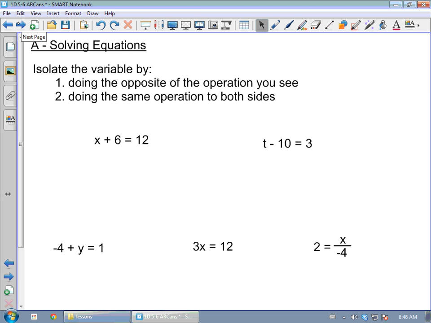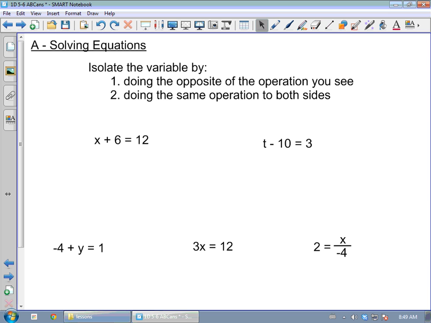So, solving equations. Okay, solving equations can be a little bit tricky, but what you want to keep in mind is that what you're doing in solving equations is you're aiming to get to that point where you have the variable on one side equal to a number on the other side. So doing that is called isolating the variable. And by isolate, we mean get it all by itself.